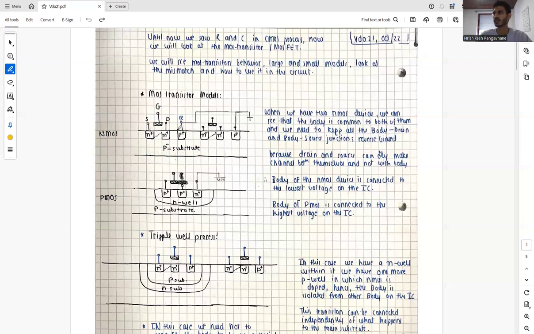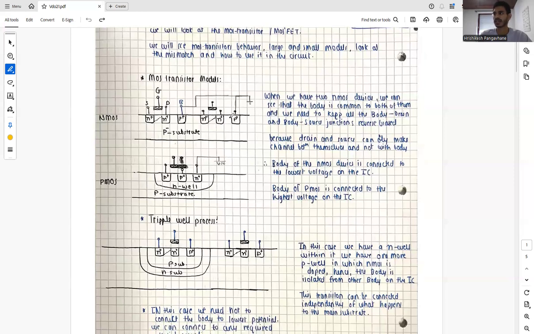When we have two NMOS devices like these, we can see that the body is common to both of them, and we need to keep the body to drain and body to source junctions reverse biased. Because drain and source can only make a channel between themselves and not with the body, we need to keep all the body to drain and body to source junctions reverse biased. So the body of the NMOS device is connected to the lowest voltage on the IC.